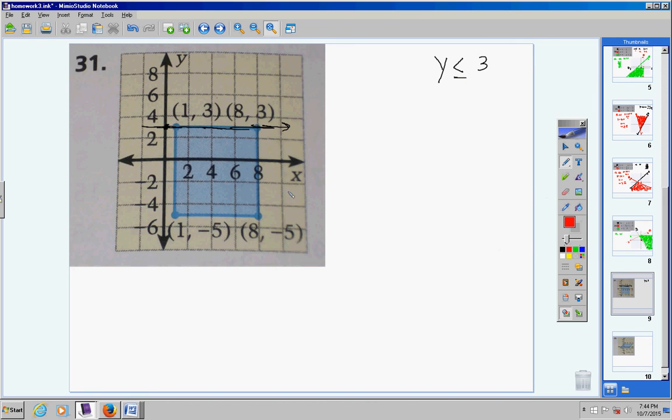Now, let's try another one. Let's try the other horizontal line. If I were to take this horizontal line here and extend it to the left, where would it cross the y-axis at? -5, right there. So I've got a horizontal line, so I know I'm going to have y only. It crosses the y-axis at -5, so at -5. I'm shading above the red line. Above the red line, excuse me.